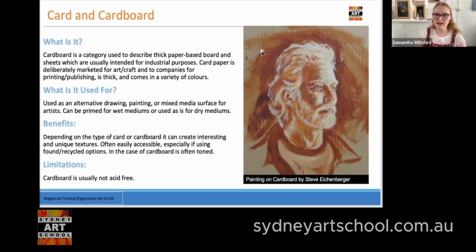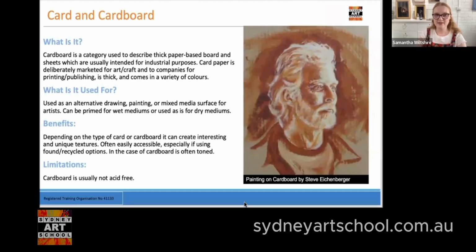So with cardboard, you'll often get this grooving where pigment will pool inside of it and create this lined effect, dragging down the surface. With card, you can find surfaces which have more texture, but you can also get very smooth card if you weren't looking for any texture at all. So these can be used as alternative drawing, painting, or mixed media surfaces for artists, especially if we give them a really good prime with some gesso first before we start working on them.